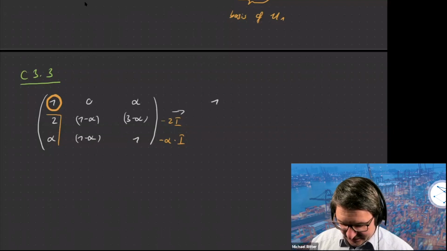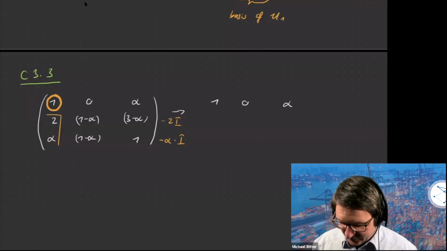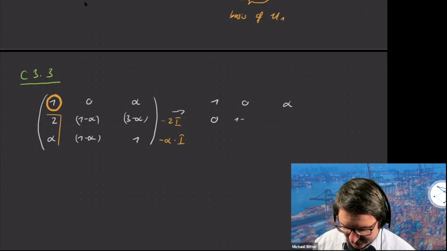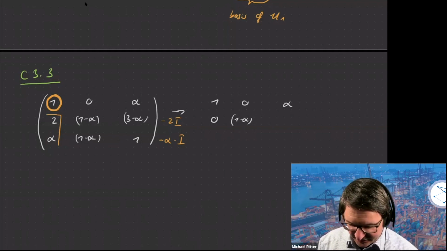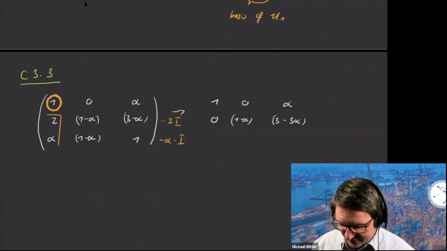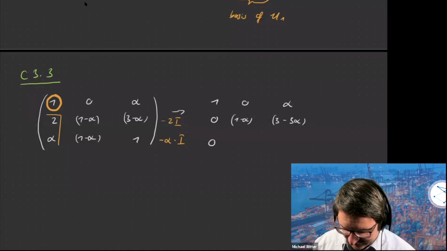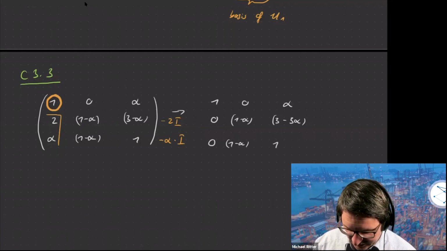So what do we get? We get 1, 0, alpha. Then we'll have 2 minus 2 is 0. 1 minus alpha minus 0 is 1 minus alpha. And we have 3 minus alpha minus 2 alpha, so that's 3 minus 3 alpha. And in the last row, we get, let's see, alpha minus alpha is 0. 1 minus alpha minus 0. Nothing happens here. And here we get 1 minus alpha times alpha, so 1 minus alpha squared.